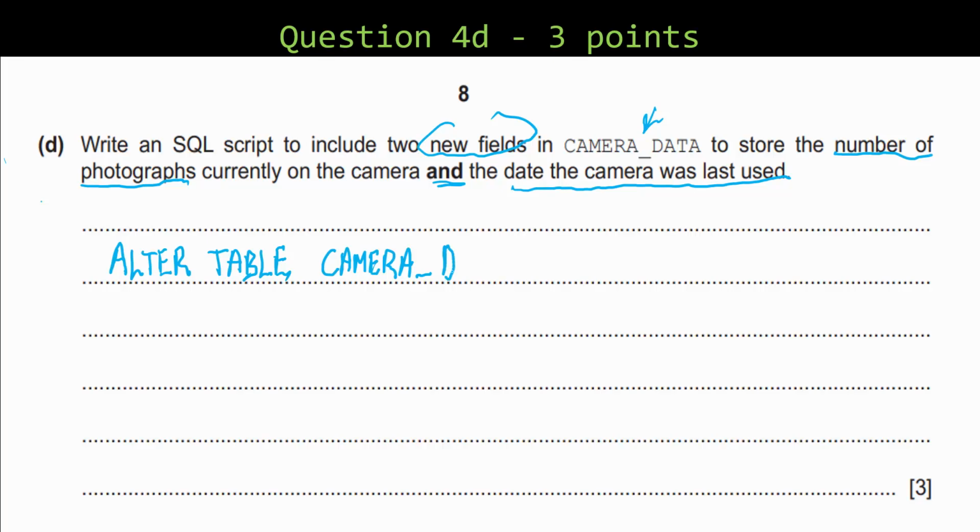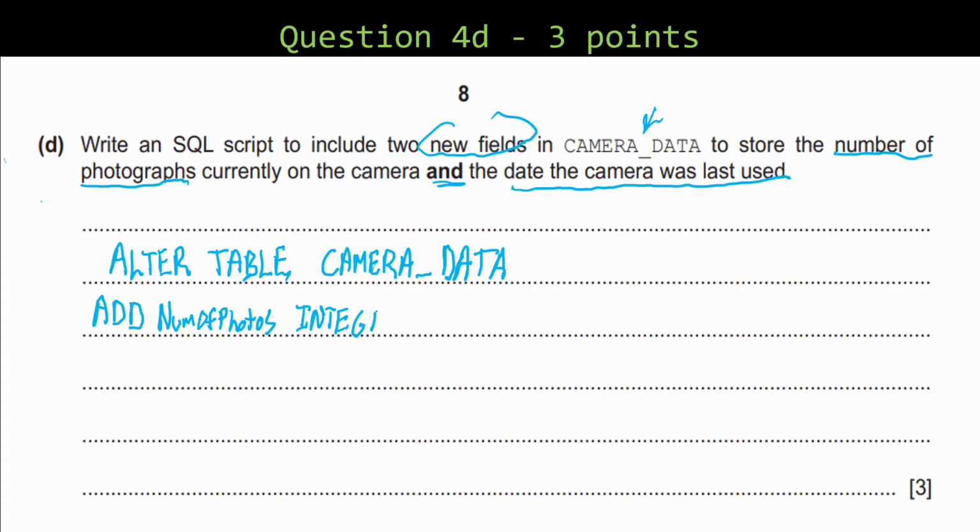Now, when I alter a table, I can add a column, I can drop a column, I can also add a primary key and a foreign key. And here, all we're doing is adding 2 new columns. So I'm going to add, what am I adding? I want to give myself a column heading or column name. So it says number of photographs. So I'll do num of photos. Now I need to identify what data type that's going to be. That's going to be an integer.